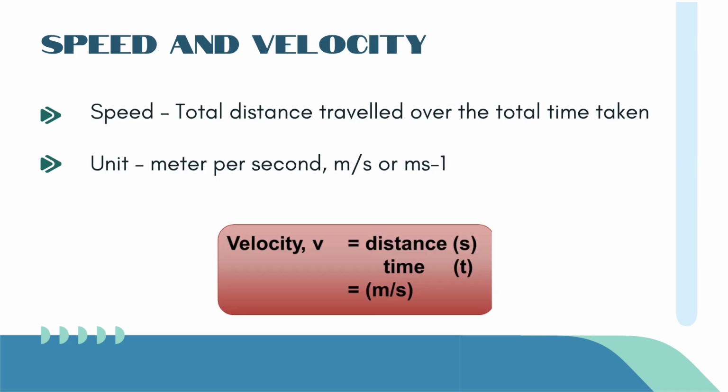Speed is simply how fast something moves. But velocity tells us the speed and the direction, for example, 30 meters per second north. Both use the same unit, meters per second, but velocity gives a more complete picture of motion.